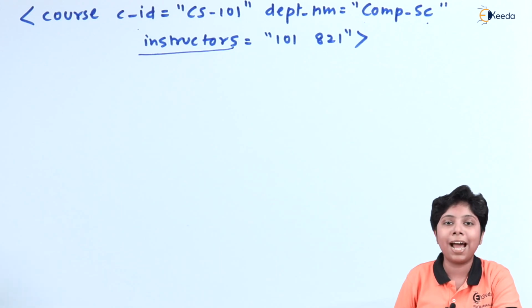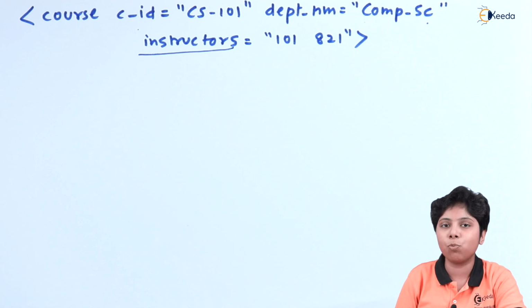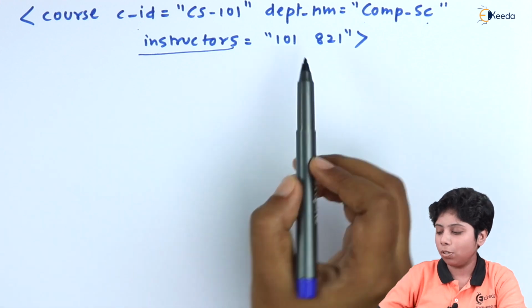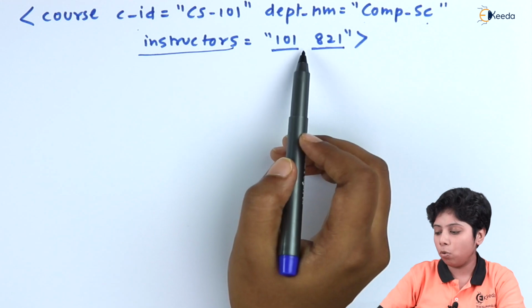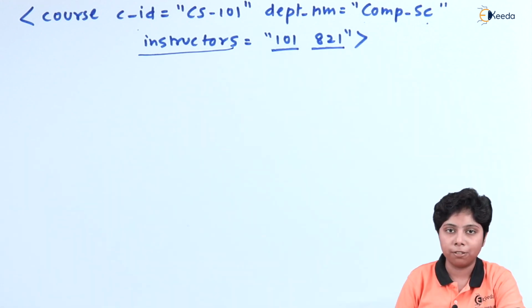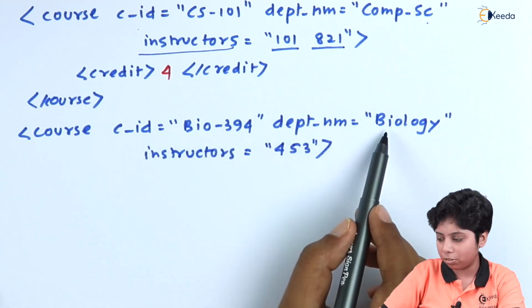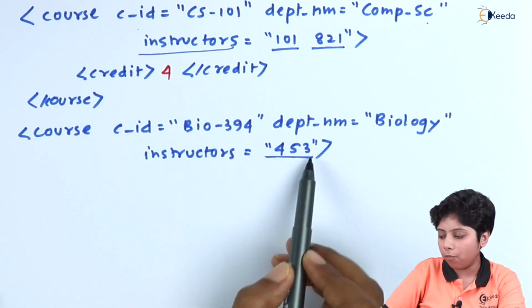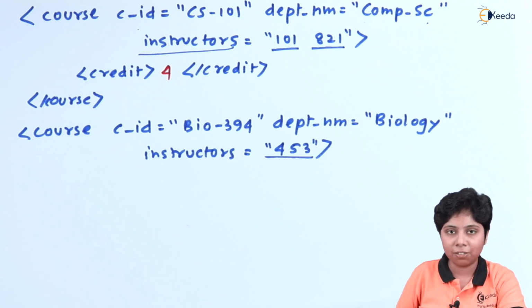Instructors will use an IDREFS keyword, which could have more than one value. That means one course can be instructed by more than one instructor. So now I have the instructor IDs, that is IDREFS, with no comma separation between them, within inverted commas. See here, in the next course we have the CID and the department name, referring to the biology department, but only one instructor. So it is possible to have one or more instructors within the IDREFS reference.